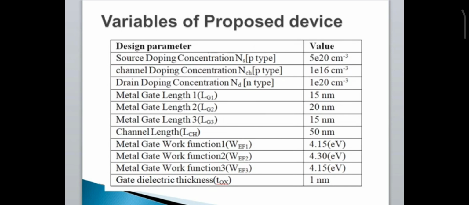Source doping concentration 5E20 per centimeter cube, channel doping 1E16 per centimeter cube, drain doping concentration 1E20 per centimeter cube. Metal gate length Lg1 is 15 nanometer, Lg2 is 20 nanometer, Lg3 is 50 nanometer, and the channel length is 50 nanometer. Metal gate work function is 4.15 electron volt for WEF1, 4.30 electron volt for WEF2, and 4.15 electron volt for WEF3, and the gate dielectric thickness is 1 nanometer.